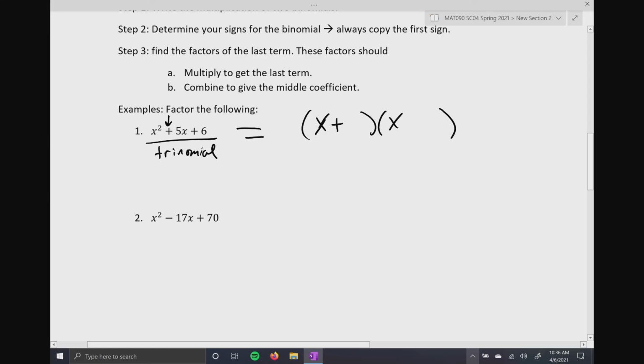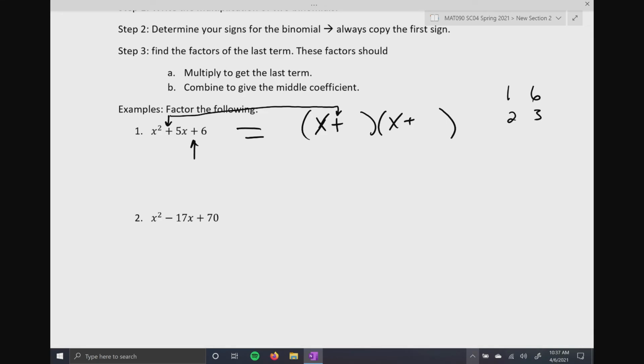I copied this down, and I know if that number's positive, and I need a positive number in my trinomial at the very end, that second sign has to be positive. Because a positive times a positive is a positive. Now, I need the factors of 6. There they are right there. 1 times 6 equals 6. 2 times 3 equals 6.